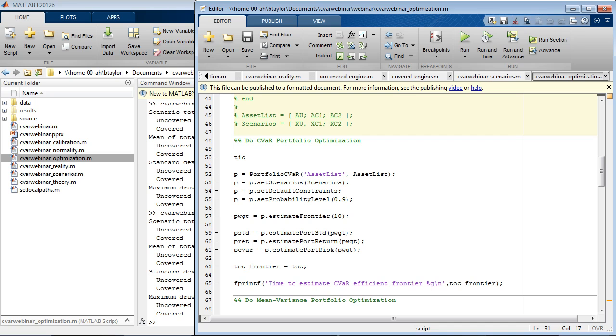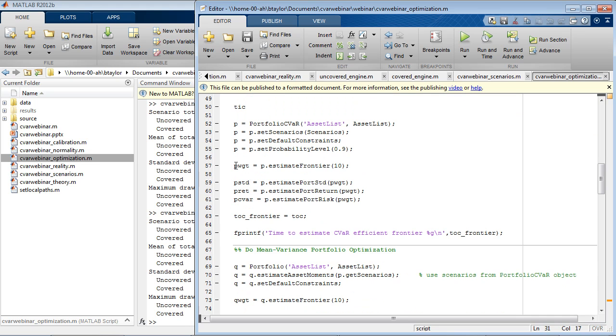And it sets a probability level, which is actually, in this case, I'm using 0.9, which is a typical value. And the idea of the probability level is that you're specifying 1 minus the probability of loss greater than the value at risk, which is essentially the piece of the tail that you're going to try to minimize using CVaR optimization. And that's all you need to set up the object. And once you've set it up, then the estimate frontier method will estimate portfolios from the bottom to the top of the efficient frontier. And then given those portfolios, you can calculate the portfolio standard deviation of returns, the portfolio return, and the portfolio risk, which in this case is CVaR.